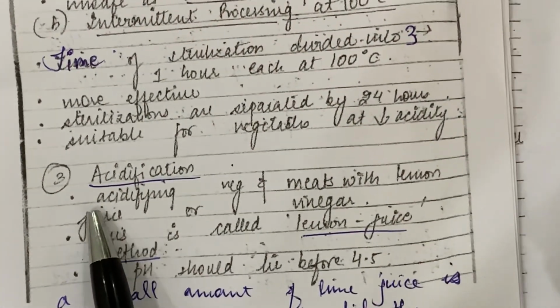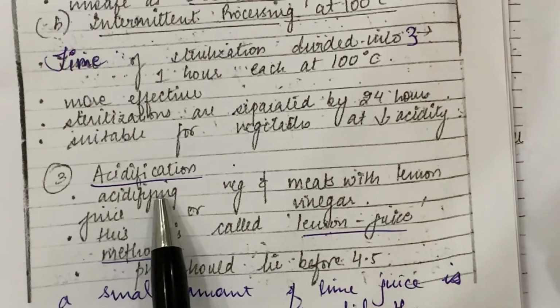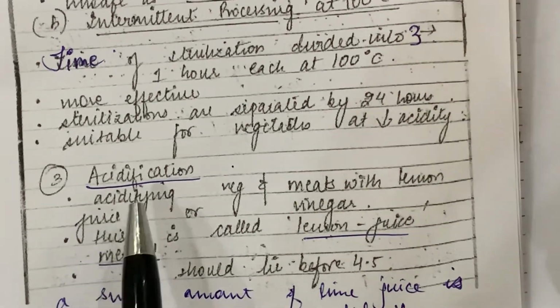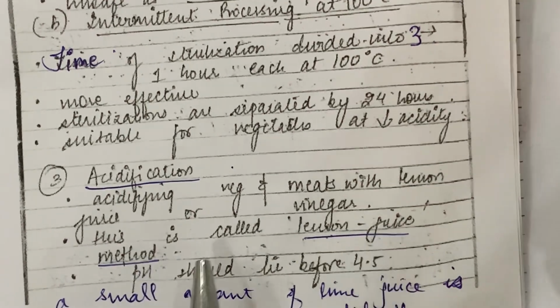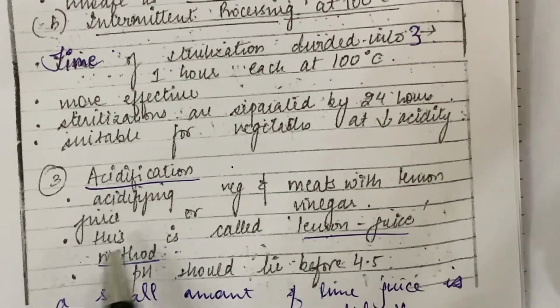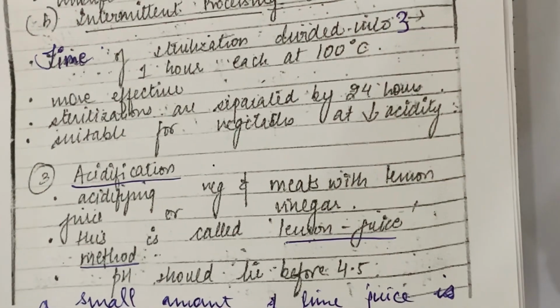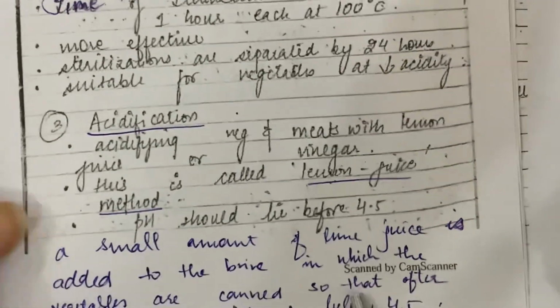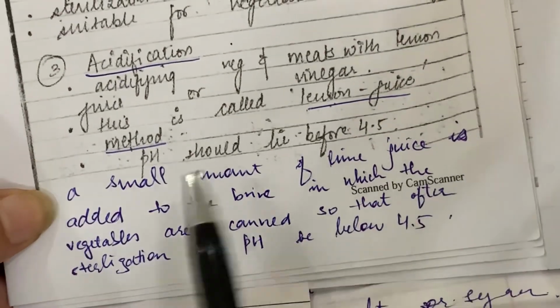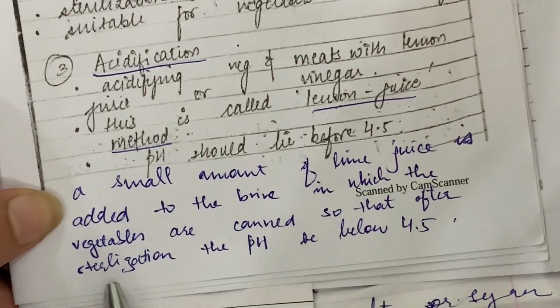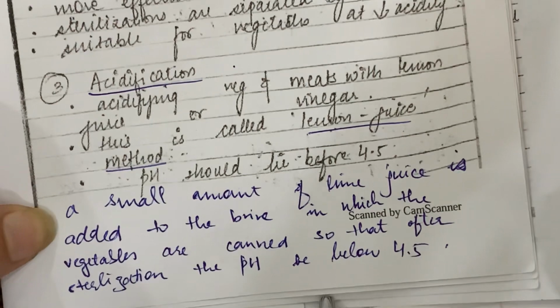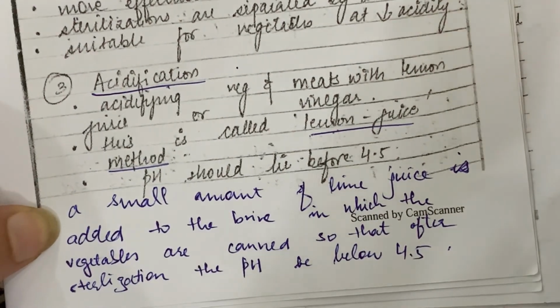The next is acidification. Now acidification means acidifying vegetables and meats with lemon juice or vinegar. This is called lemon juice method. The pH should lie below 4.4. A small amount of lime juice is added to the brine in which the vegetables are canned so that after sterilization the pH remains below 4.5.